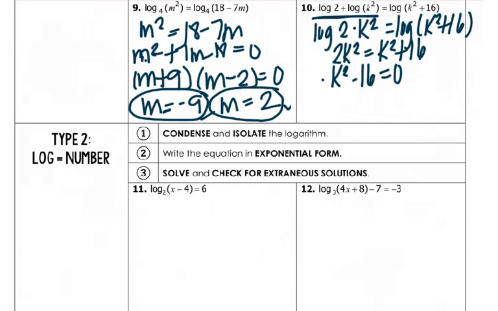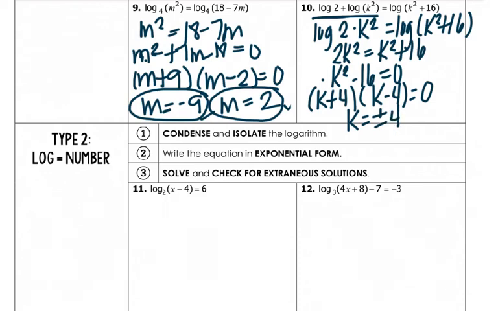All right, so then when we do that, it's a difference of squares. So when we factor it, it's k plus 4 times k minus 4 equals 0. And so when we solve that, we get k equals plus and minus 4. And both of those will satisfy the equation when we plug them in. All right, so I am going to stop this video here. And this is log equals log equations. The next video will pick up right here for log equals number equations.